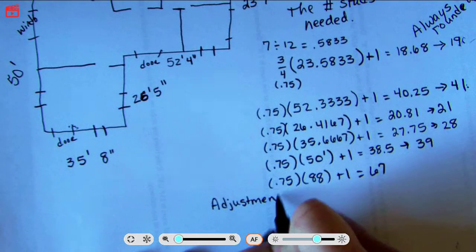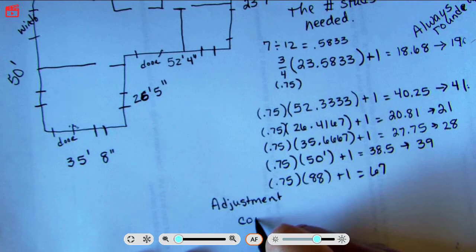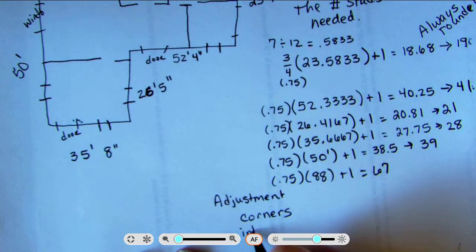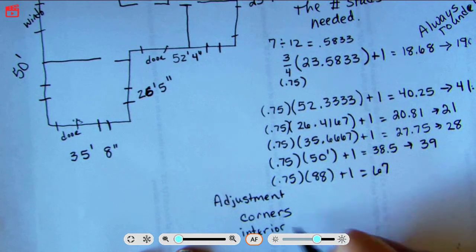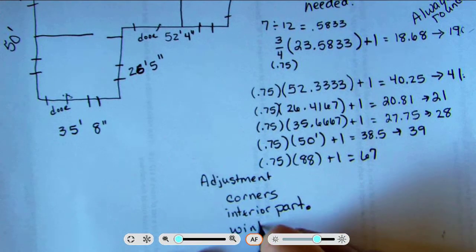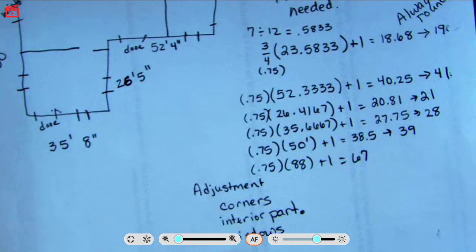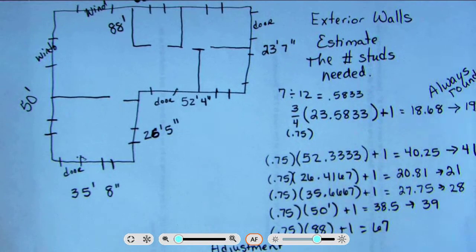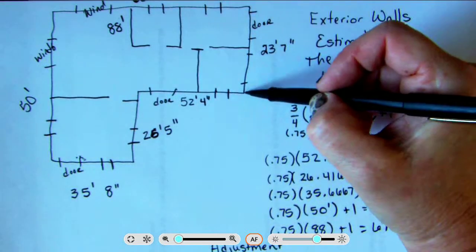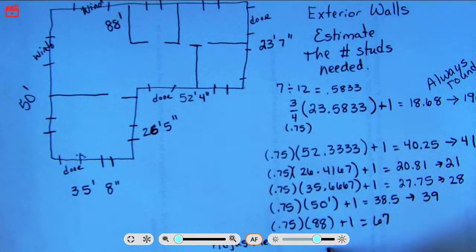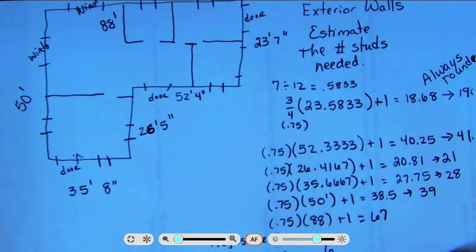And again, adjustments are made for corners, interior partitions, and windows. Okay, so corners. Anytime we had a corner walking around the outside, we had 1, 2, 3, 4, 5, 6 corners. I'm going to just write that down here and I'll move back up.